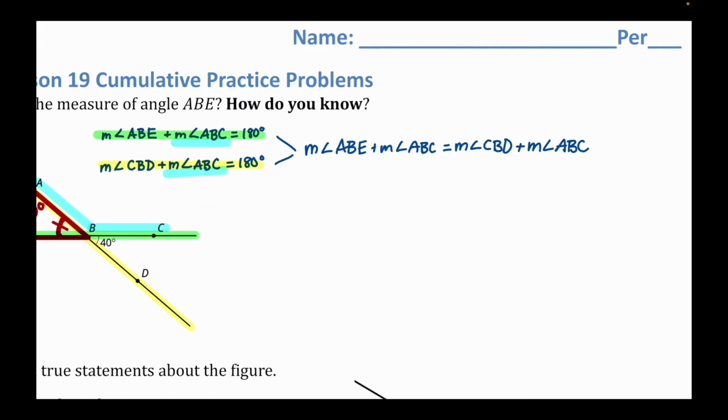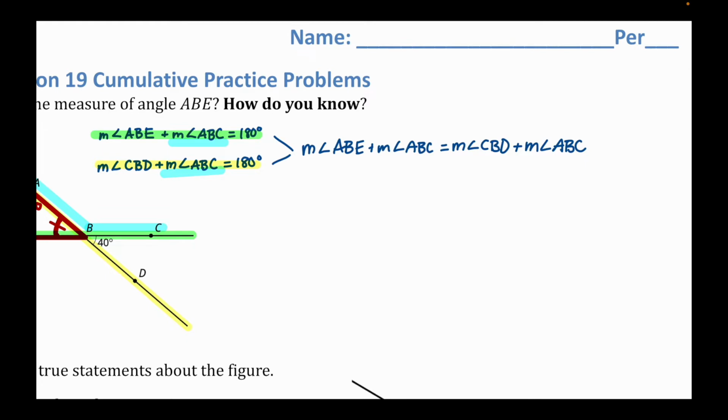So this was my green right here, and this was my yellow. I'm saying, hey, those are both lines, they should both have the same number of degrees in them. Now, since we do have a piece in common for each, that is ABC, we can actually subtract ABC from both sides. So I am going to subtract the measure of angle ABC from each side of my equation, because it should be the same as itself.